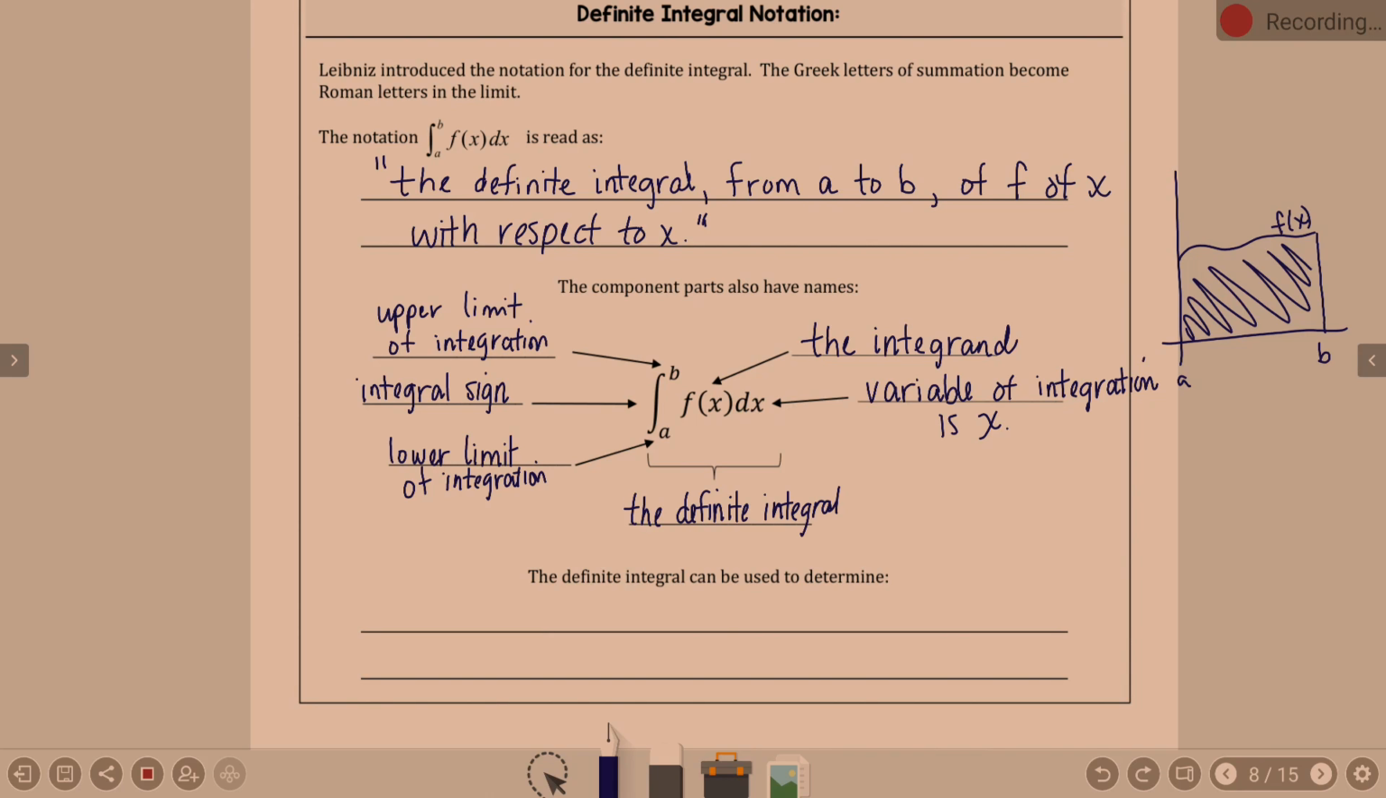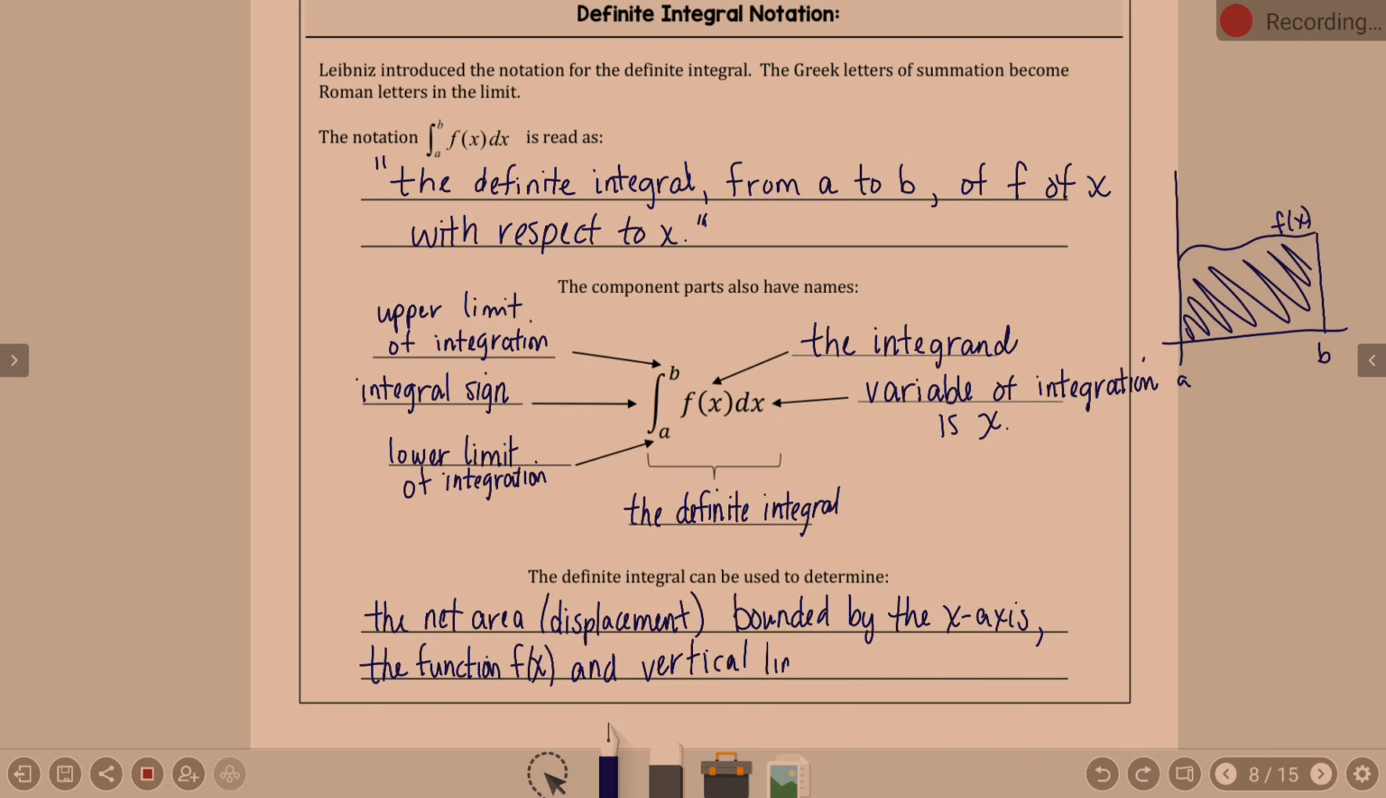Okay? So, I'm going to say it can be used to determine the net area, also referred to as displacement, bounded by the x-axis, the function f of x, and vertical lines x equals A and x equals B.